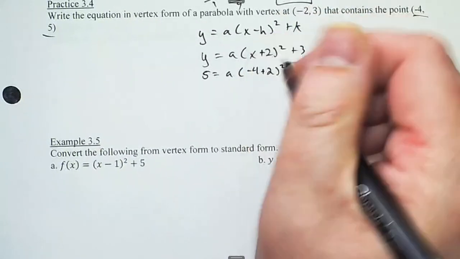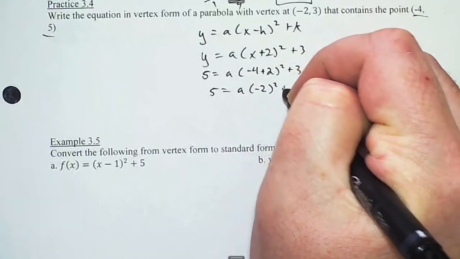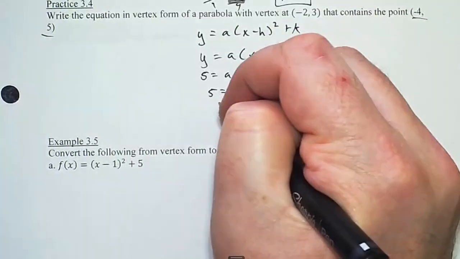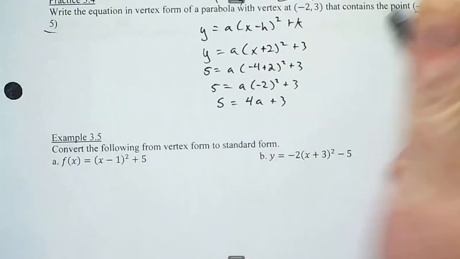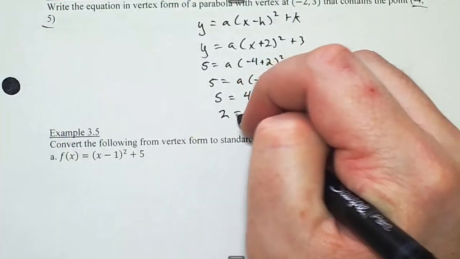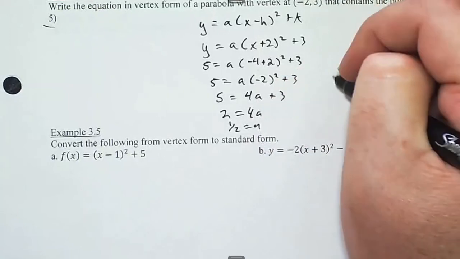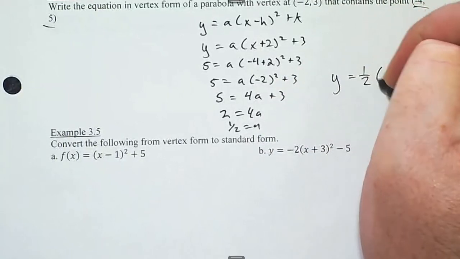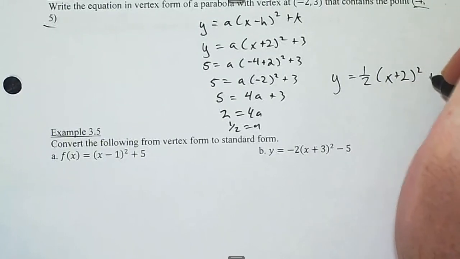Negative 4 plus 2 is a negative 2. Negative 2 squared is 4. And I'll write that as 4a because it's a times 4, so 4a. Subtract 3 from each side, you get 2 is equal to 4a. Divide both sides by 4, and you'll get 1/2. So our final answer is 1/2 times x plus 2 squared plus 3.